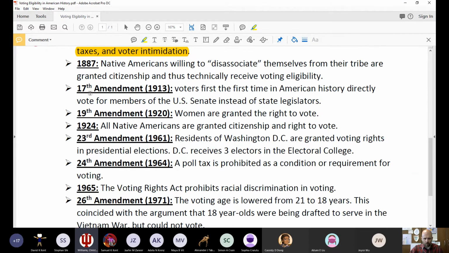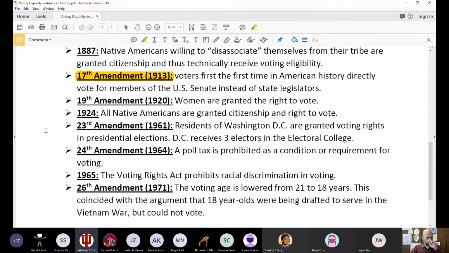Okay. And then the 17th Amendment, this is one that honestly a lot of people don't know about. It's one of those amendments that's kind of forgotten. But there was a time where if you were a voter, you didn't get to vote for your senators. The state government voted for the senators or chose the senators. So in 1913, just over 100 years ago, was the first time that actually voters would directly vote for the members of the U.S. Senate like they would the members of the House of Representatives from their state.